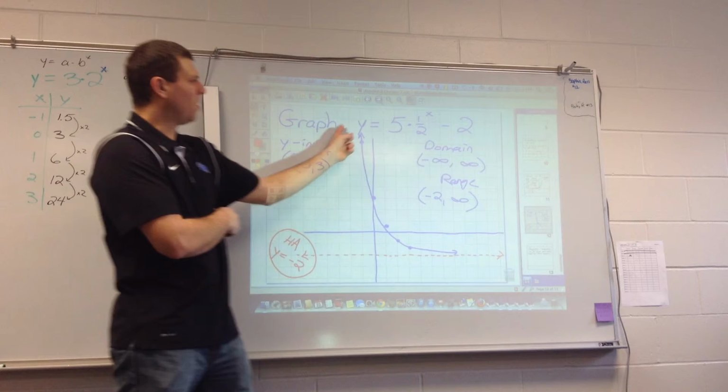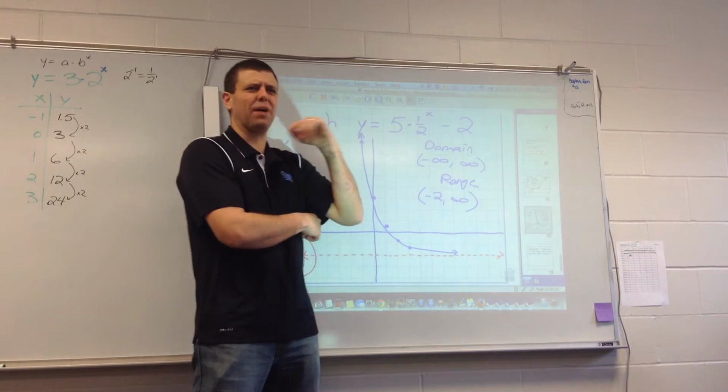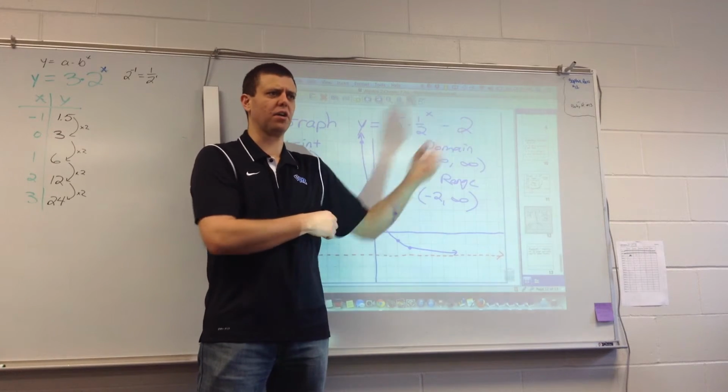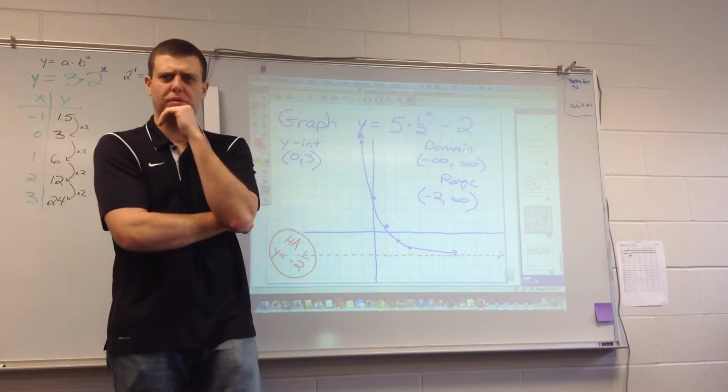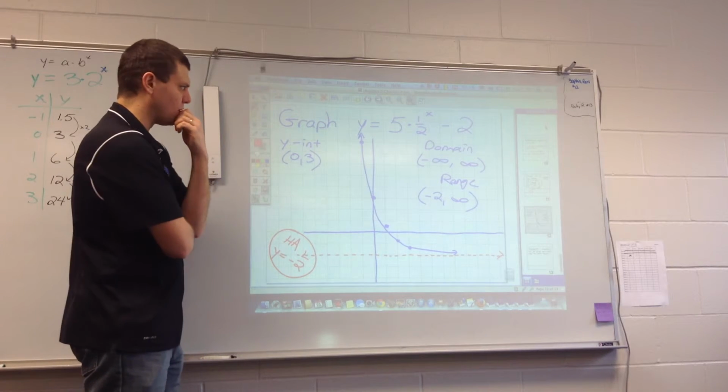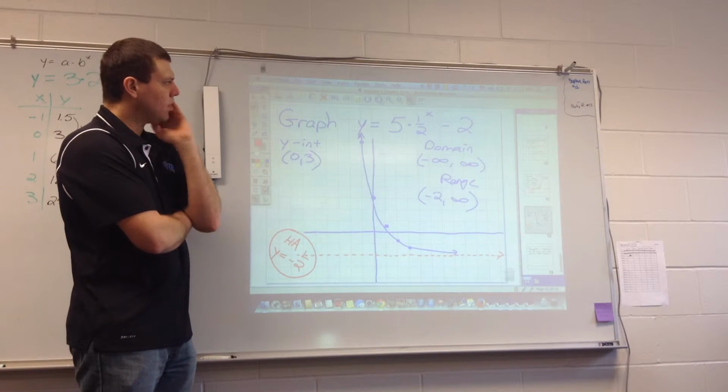Now, on a complicated function like this, I would probably go to my graphing calculator. I would type this into my graphing calculator and pull the table of values off the graphing calculator. That's what we did in the other class when we had a little more time yesterday. So we did that.